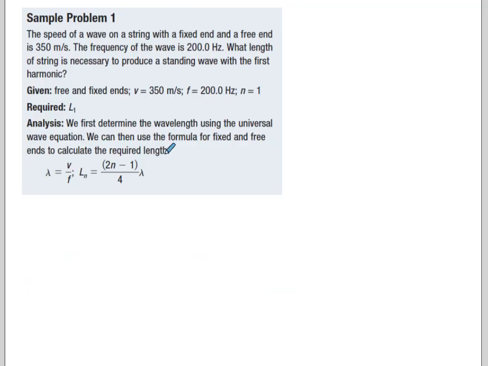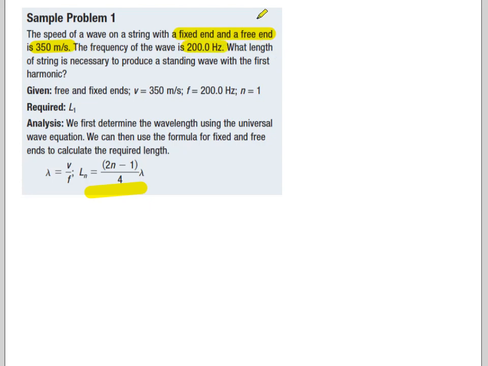So let's try a few problems really quickly here. And I'm mostly going to highlight some of the terms so that we know what we're talking about. The speed of a wave on a string with a fixed end and a free end. So right away, that's an important piece because it tells me what formula I need to use. Okay, so we have a velocity of 300 meters per second. We have a frequency of 200 hertz.